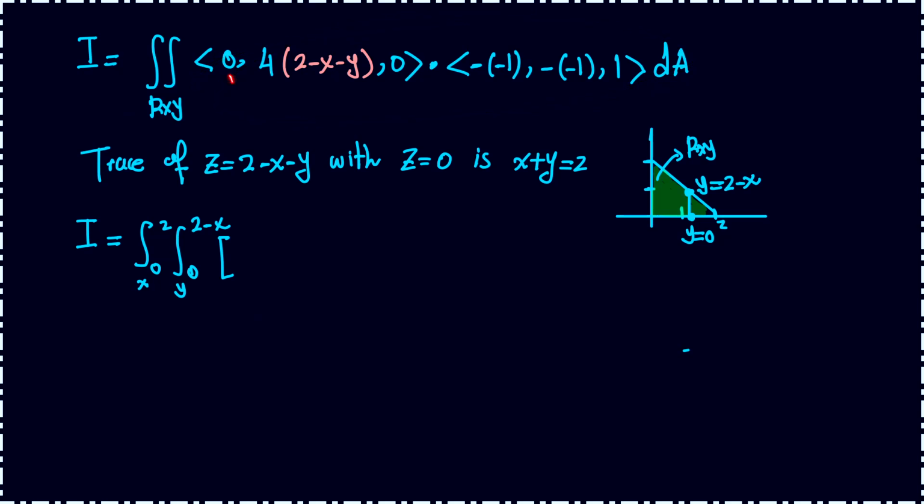Okay, so here we have 0 times that, which is 0. We have this component times 1, which is going to give you 8 minus 4x minus 4y. I could have just left the 4 out. And then within the dot product, 0 times 1 is 0. So this is what we are integrating. And the integral is with respect to y, then with respect to x.